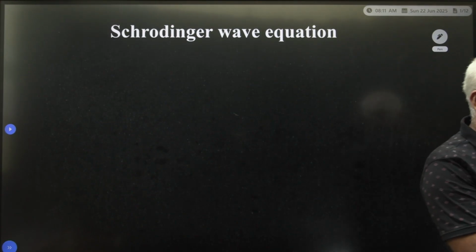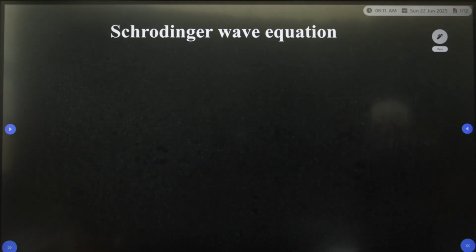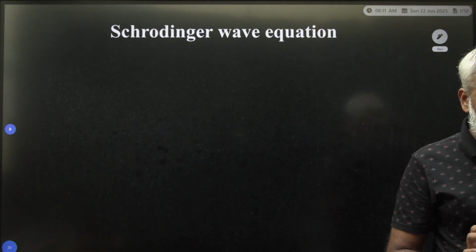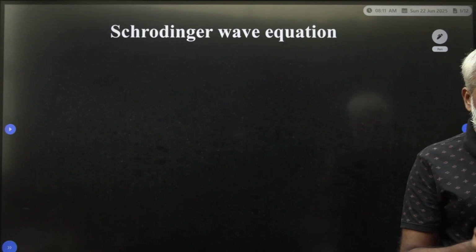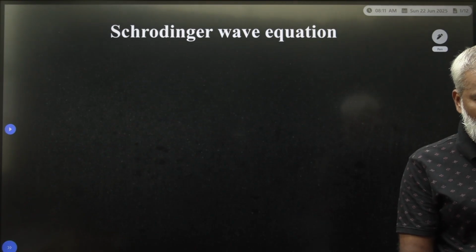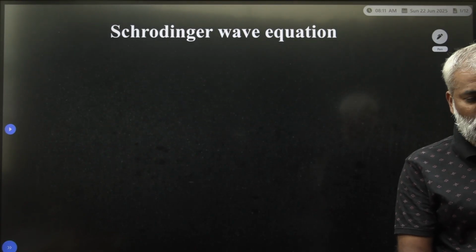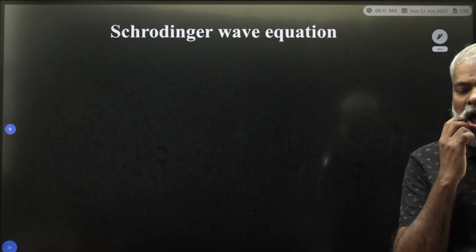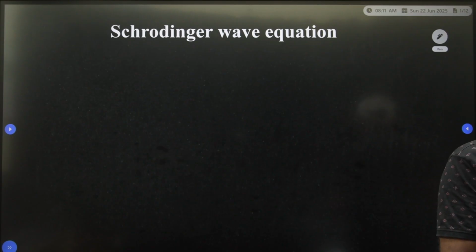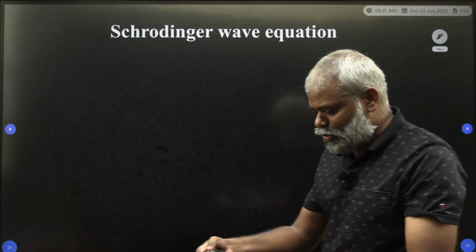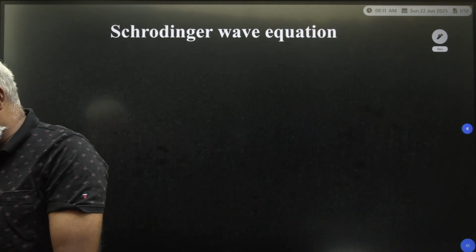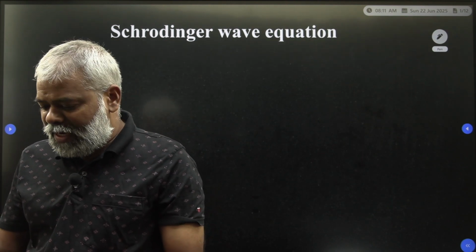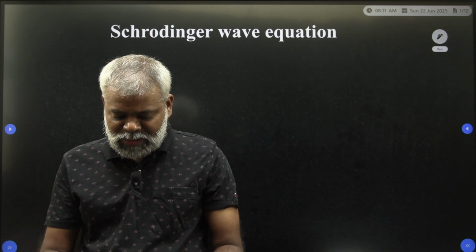Once we finish the Schrodinger time dependent and time independent wave equation, we have to take up the next expression. What does that expression belong to? That is the eigenvalue problem. We are going to discuss the eigenvalue problem.